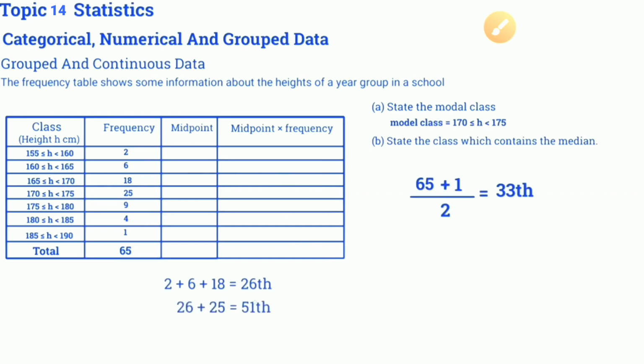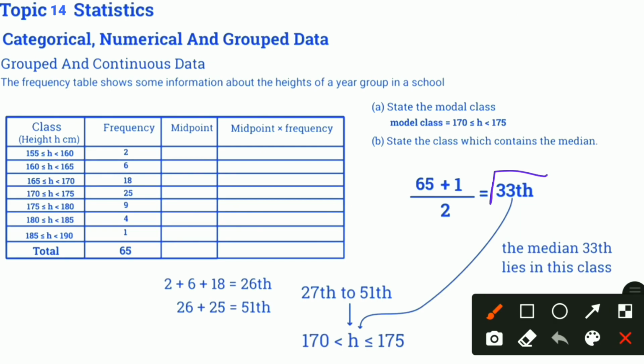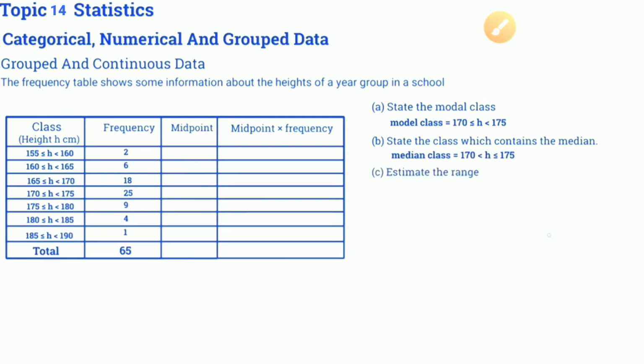Now the median: n plus 1 upon 2 gives the 33rd position. Try to find the 33rd position by adding: 8 plus 18, so it's going to be 26. This whole thing would be up to the 26th, so the 33rd is in this class. This is the answer. This is the median class.